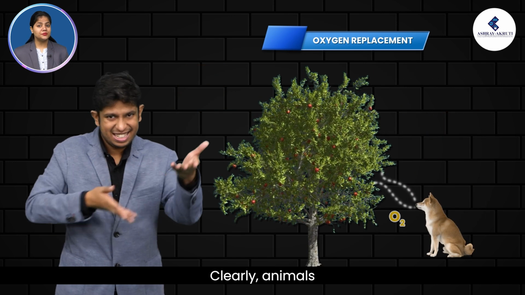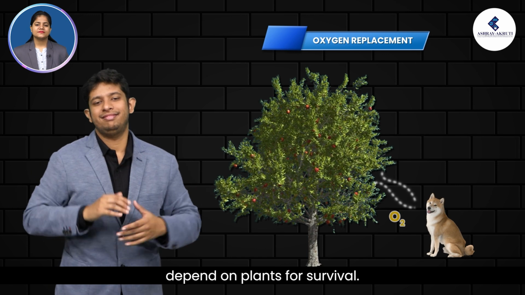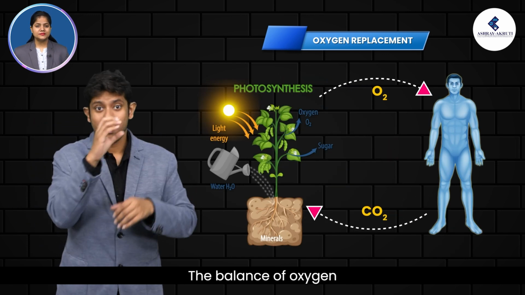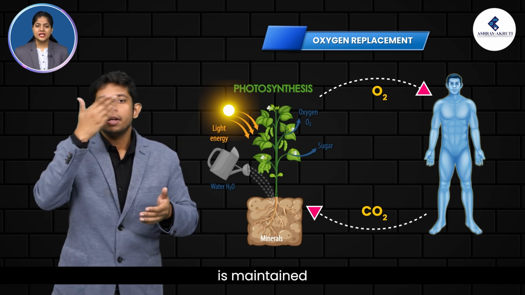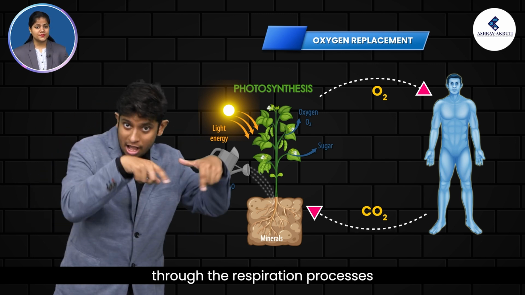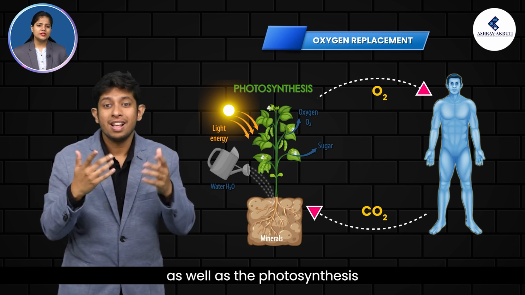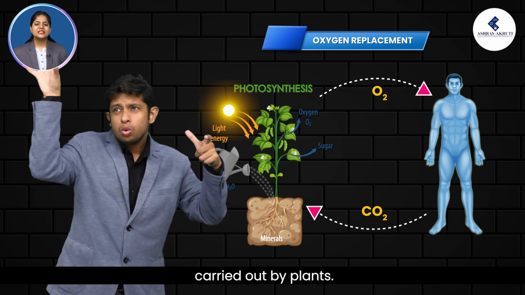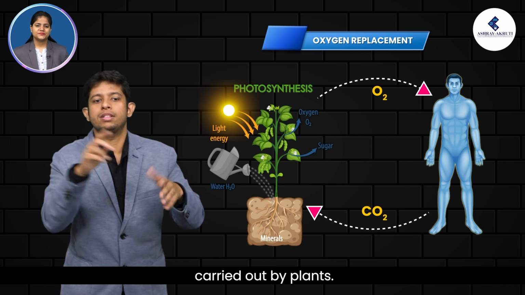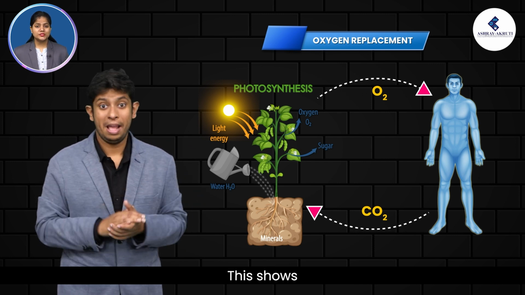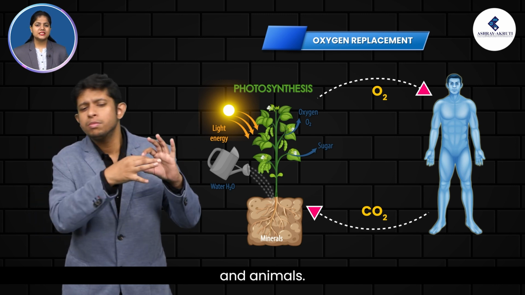Clearly, animals depend on plants for survival. The balance of oxygen and carbon dioxide in the atmosphere is maintained through the respiration processes of both plants and animals, as well as the photosynthesis carried out by plants. This shows the interdependence of plants and animals.